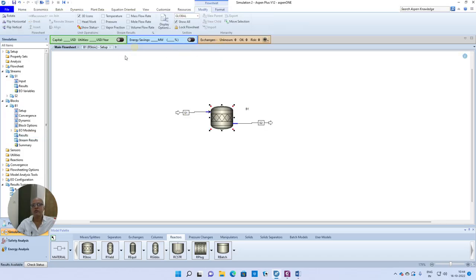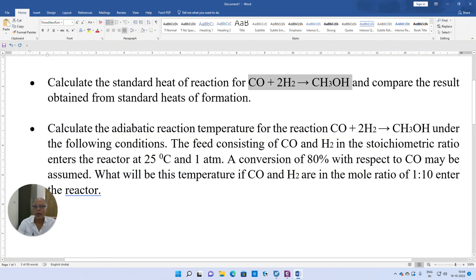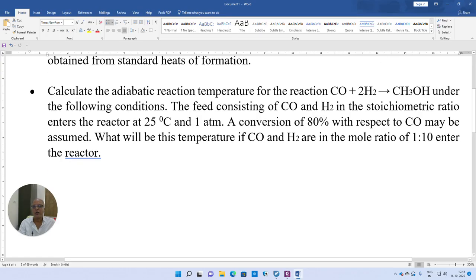Let me also switch to the second problem. In this, we have calculated the standard heat of reaction. Probably you can compare this result with the one calculated from standard heats of formation. Now I would like to calculate the adiabatic reaction temperature, same stoichiometry, but we are assuming that the conversion with respect to CO is 80%. These are the only changes, right?